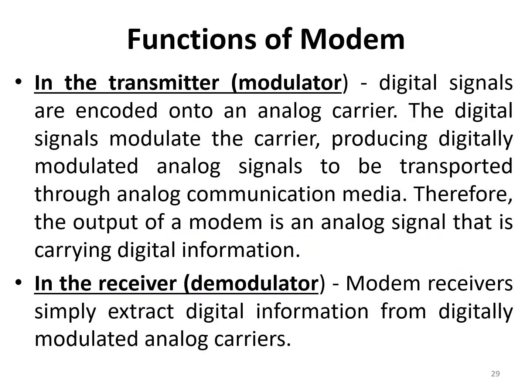At the transmitter, the modem works as a modulator. The modem will encode the digital information signal onto an analog carrier signal before transporting it through an analog communication medium. Therefore, the output of a modem is an analog signal that is carrying digital information. At the receiver side, the modem works as a demodulator. It will extract digital information from digitally modulated analog carriers.